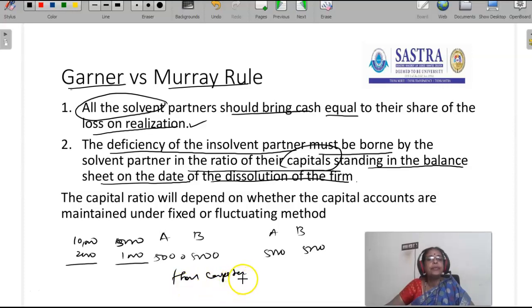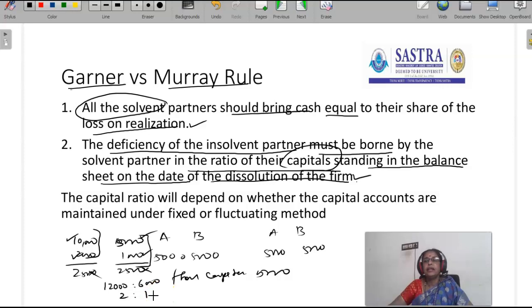Realization profit is 5,000 rupees. 2,500, 2,500. This 2,500 we should not consider. We should consider only these two. On the date of dissolution of the firm, what is their capital position? A's opening capital is 10,000, 2,000 is reserve, B's capital is 5,000, 1,000 is their reserve. So the ratio is 12,000 to 6,000, that is 2:1. In this way, we have to calculate the capital ratio.